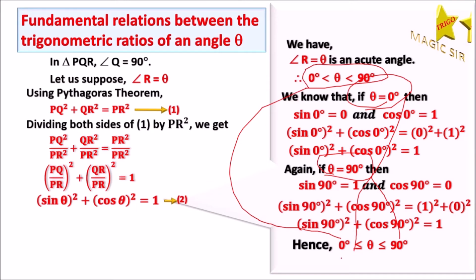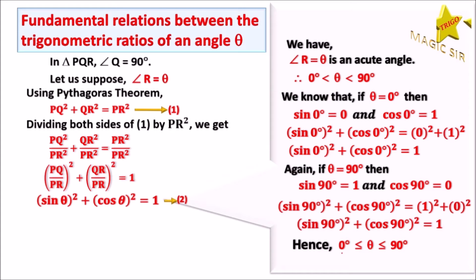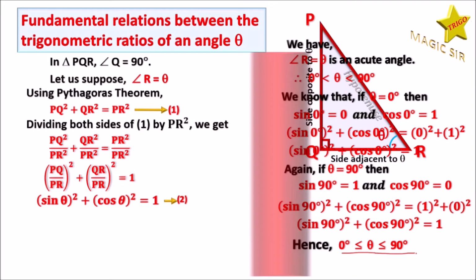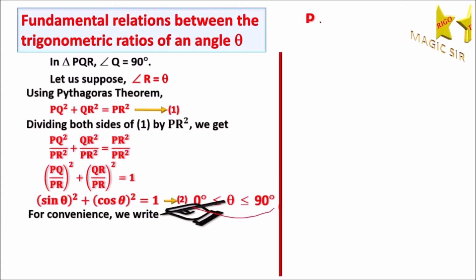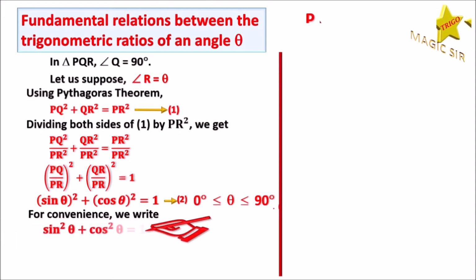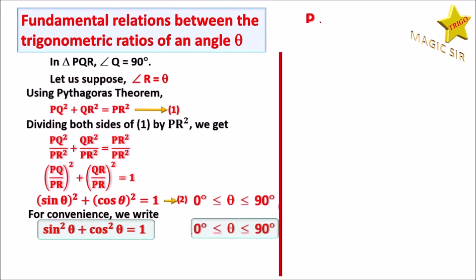Hence, we have shown that equation 2 is true for theta equal to 0 degrees and theta equal to 90 degrees. Therefore, (sin theta)^2 plus (cos theta)^2 equals 1, where 0 degrees is less than or equal to theta is less than or equal to 90 degrees. For convenience, we can write sin square theta plus cos square theta equal to 1, where 0 degrees is less than or equal to theta is less than or equal to 90 degrees.